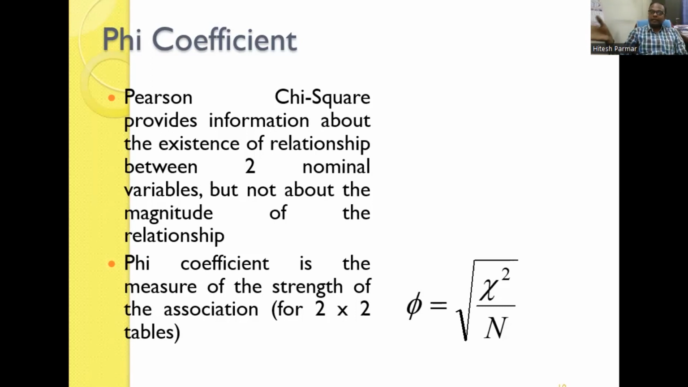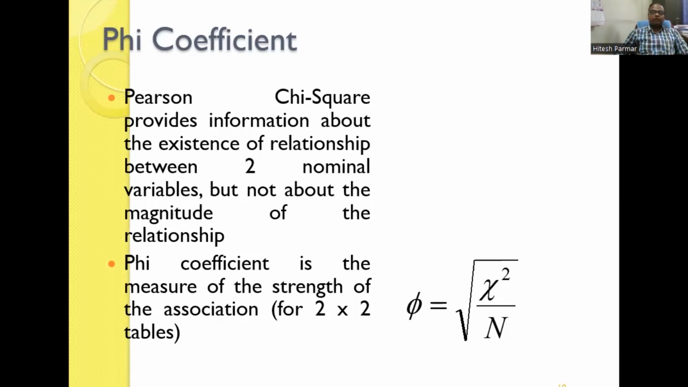So we cannot say like this. Why? Because the calculated value of chi-square depends upon the sample size. Larger the sample size, larger the calculated value; smaller the sample size, smaller the calculated value. So we will not be able to comment anything based on the calculated value of chi-square.